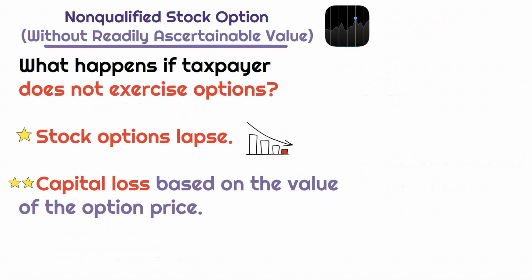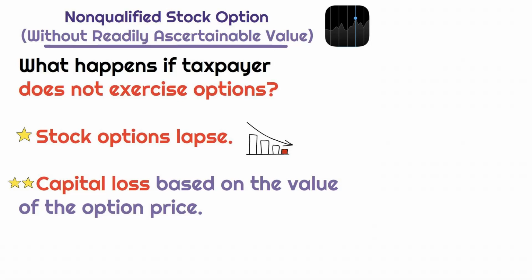Okay, and one more thing to keep in mind is if the taxpayer does not exercise these options, that means that they would lapse. And what you need to keep in mind is that if the stock options lapse, aka they're not exercised, then there's going to be a capital loss that would result. And this amount would result as the same amount as the option price. Okay, so the amount that Dan would pay to buy back the options is the amount that the employee can take as a capital loss deduction.